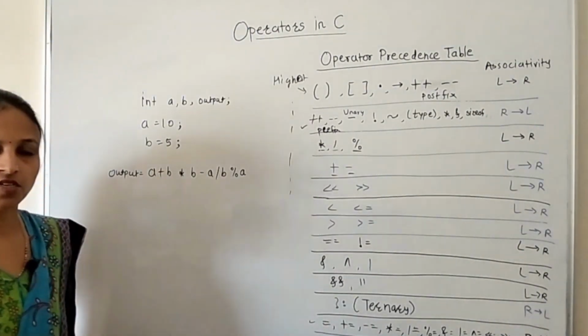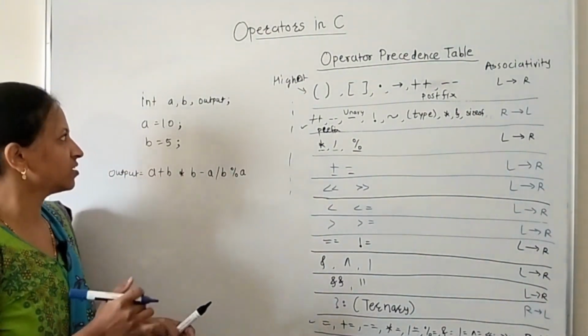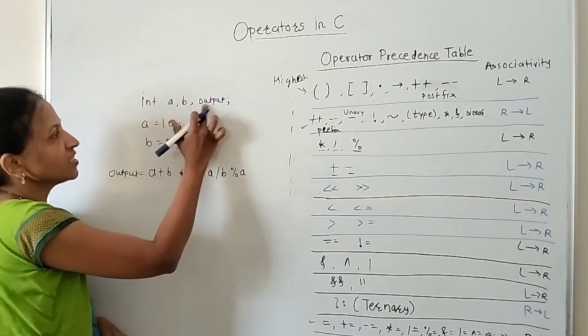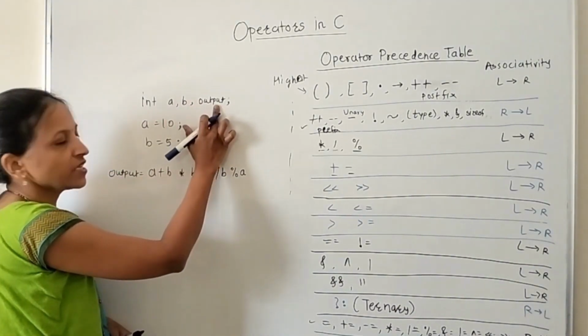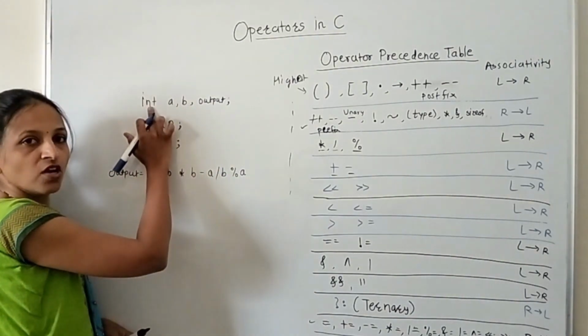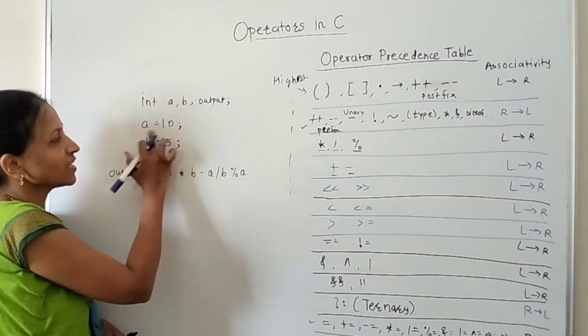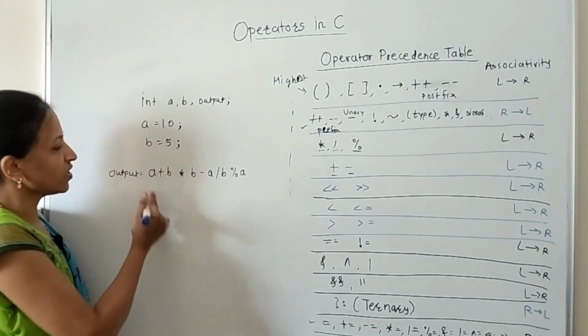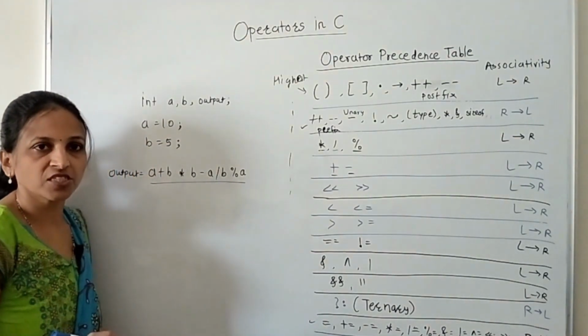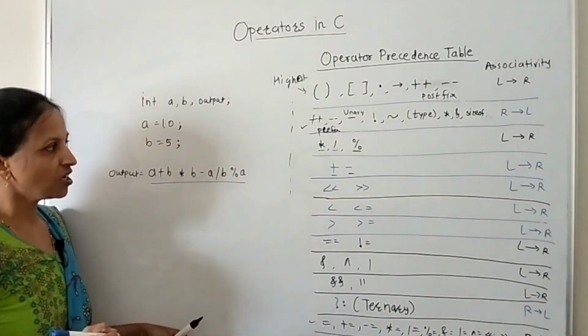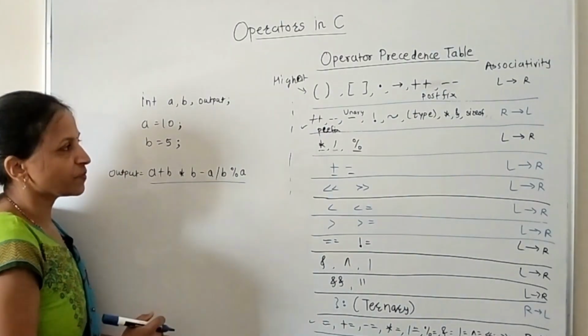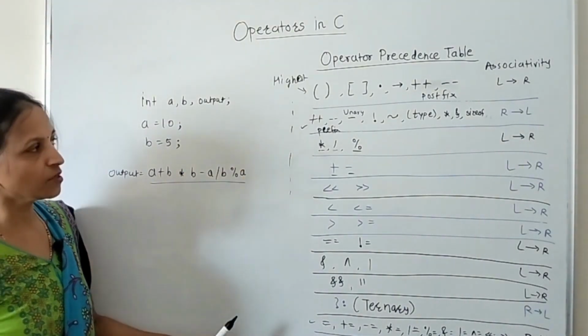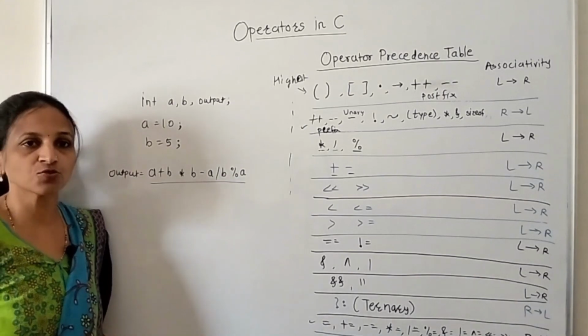Now see one more example I am going to explain here. Suppose we have declared three variables a, b and an output variable. These are all of type integer. Suppose a has value 10 and b has value 5. Now I want to evaluate this expression, so we have to check the precedence of operators and also associativity.